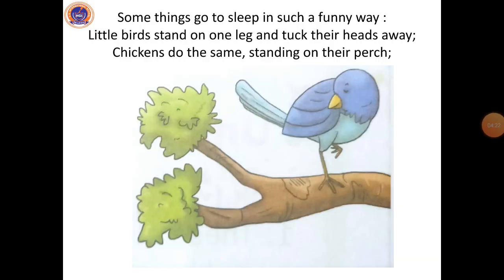Now come to the next line. Chickens do the same, standing on their perch. So children, what do you mean by chickens? Do you know what chicken is? The meat of a hen is called chicken. So the poet here means hen. When he says chicken, hens also sleep in the same way as the little birds sleep, while standing.